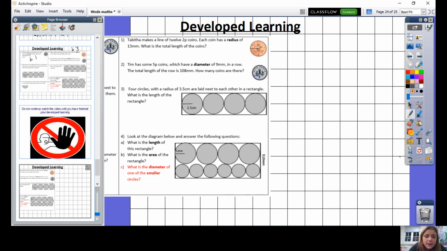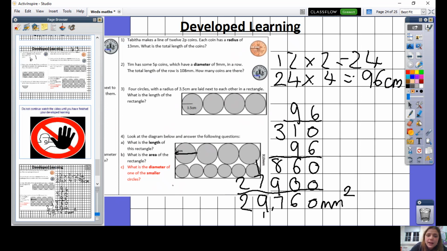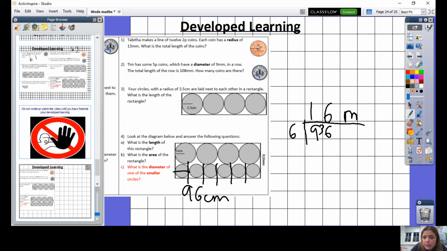And finally, to find the diameter of the smaller circles, I should not have gotten rid of my previous answer. If the total length is 96 centimetres, I need to remember that for this question. The total length is 96 centimetres, so to find the diameter of one of these smaller ones, I'm splitting 96 between 1, 2, 3, 4, 5, 6. 96 divided by 6. 6 into 9 is 1, regroup 3, 6 into 36 is 6. 16 millimetres would be the diameter.